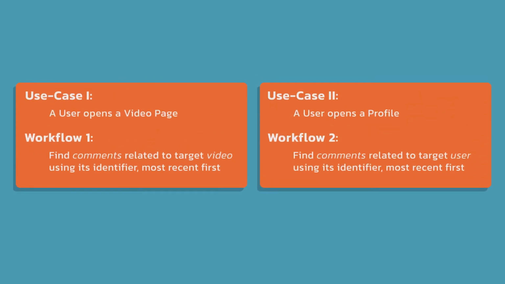Now let's move into the application workflow. So again, I have these two pieces, users and videos. Again, it's like a YouTube-like application. So in use case one, a user opens a video page, right? So they're going to go to some video page, and I probably want to see all the comments for that video. So if you look at workflow one here, it says find comments related to target video using its identifier, most recent first. So all I'm saying is I want to get the comments for a target video, right? So some video I click on, I want to see its comments using its identifier, meaning probably some key, and then most recent first.